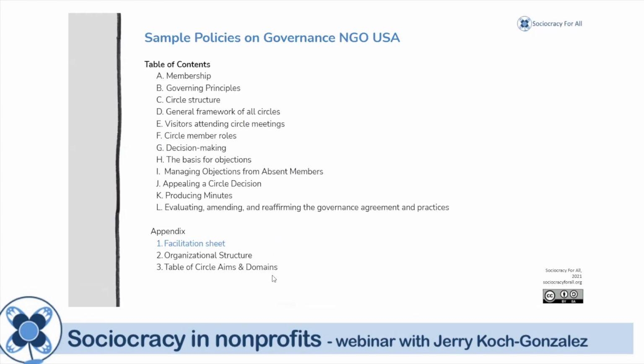And here we have an appendix. There's a facilitation guide sheet, like a support for decision-making. The organizational structure would be a diagram, like what we showed you earlier. And the table of circle aims and domains is taking that diagram and putting it into a table with, okay, this circle has this as its purpose and this as its authority and responsibility. Domains is a key word in sociocracy as we distinguish the authority of one circle versus the authority of a different circle, so you don't have overlaps or gaps in your work.